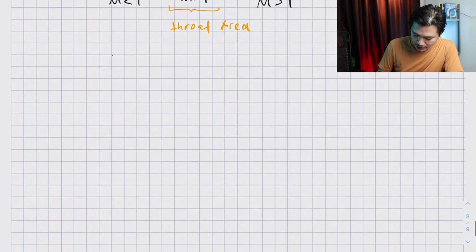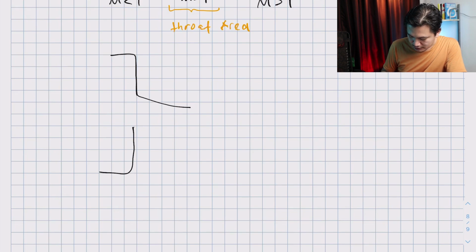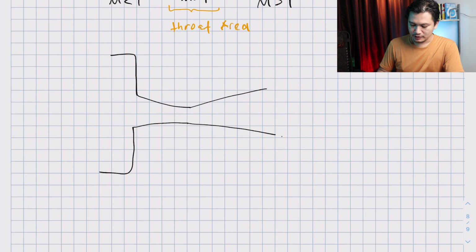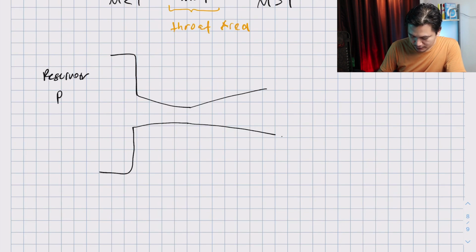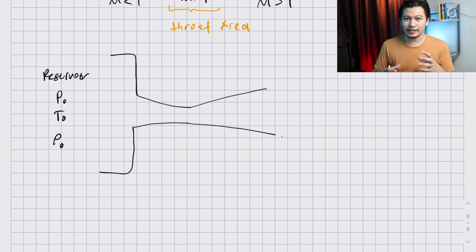Now let's say that you have a reservoir, okay? And in order to make the flow inside this reservoir go supersonic, you need to have a converging and then a diverging duct. Okay, so in this reservoir, I'm going to have pressure P0, T0, and also rho 0. Okay, so basically 0 indicates that this is a stagnation condition whereby the velocity of the air inside the reservoir is not moving, right? So V0 is 0 meter per second.